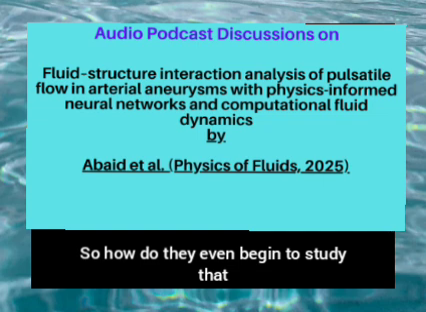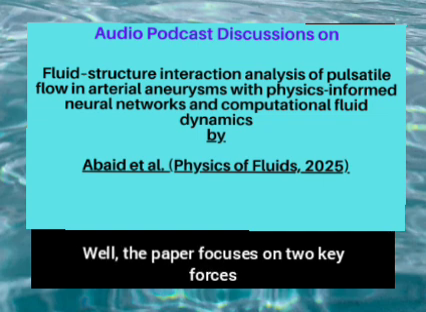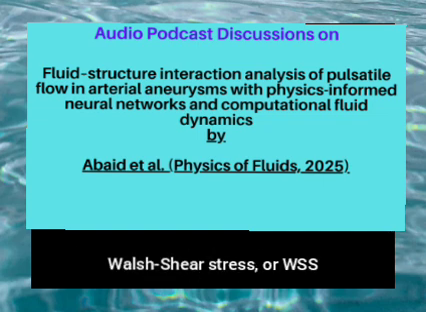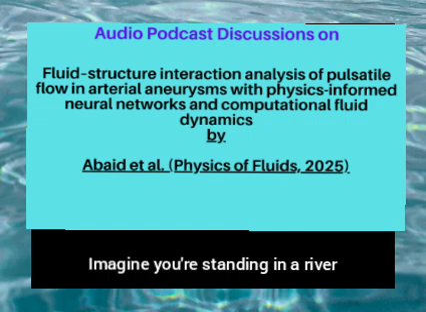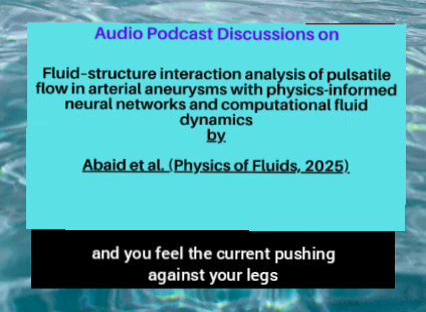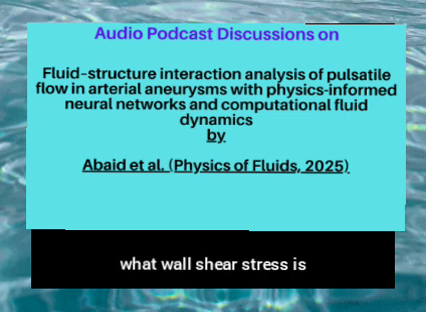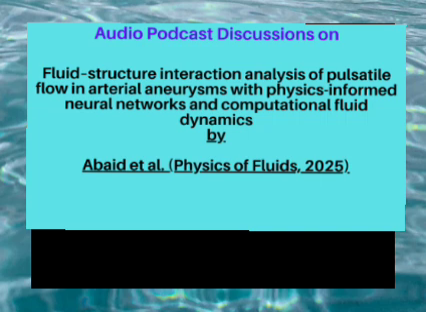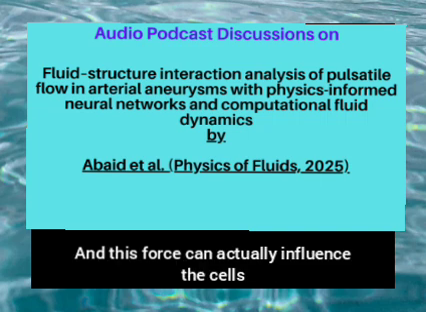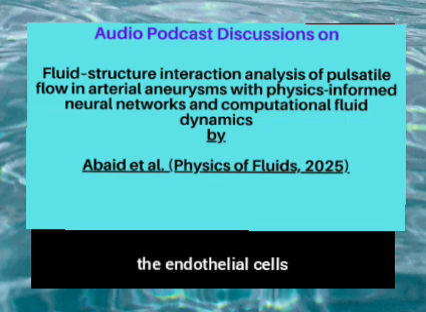So how do they even begin to study that? Well, the paper focuses on two key forces, wall shear stress, or WSS, and von Mises stress. Okay, so WSS, what's wall shear stress exactly? Imagine you're standing in a river and you feel the current pushing against your legs. That's kind of like what wall shear stress is. It's the force of the blood rubbing against the inner lining of the artery wall. And this force can actually influence the cells that make up that lining, the endothelial cells.